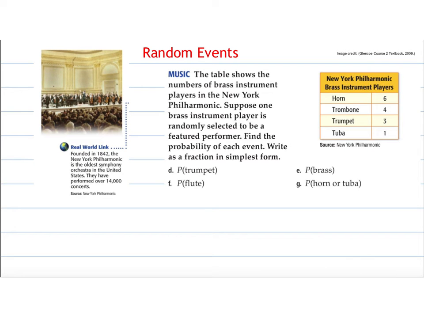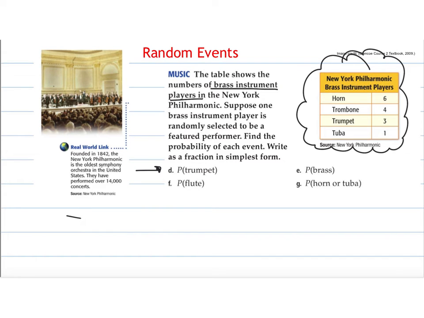So now we have an example of a random event, which is very similar to a simple event, but in this instance, we have a bunch of brass instrument players, and we want to randomly select a performer and find out the chances of picking a certain player from the group. So if we look at the probability of picking a trumpet player, we can see over here how many players are in each category of the brass instrument players.